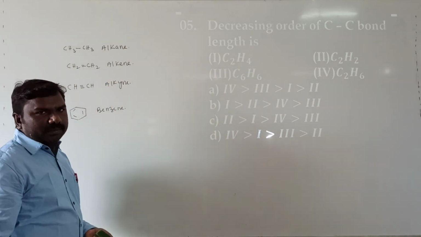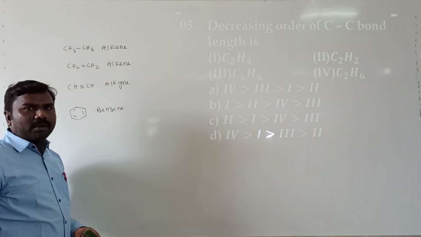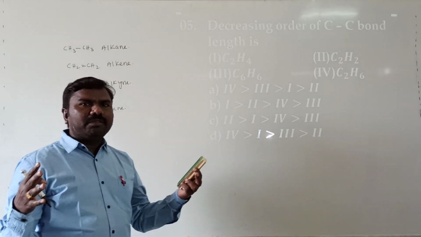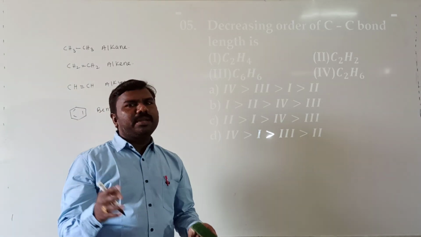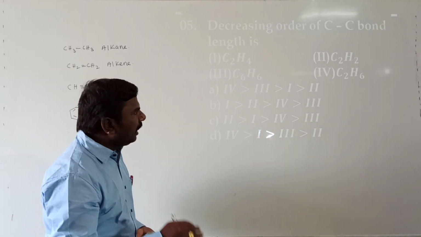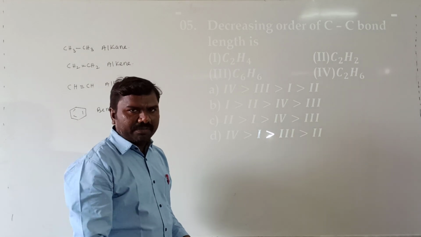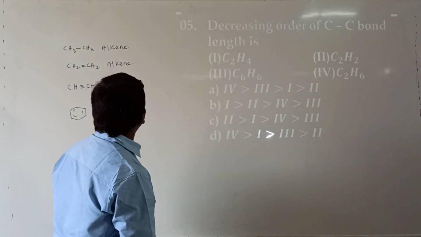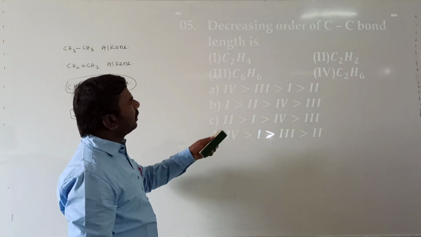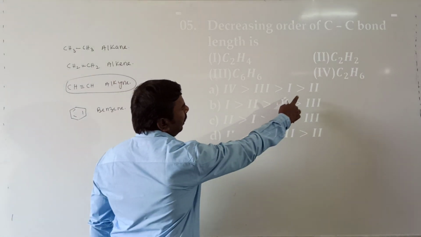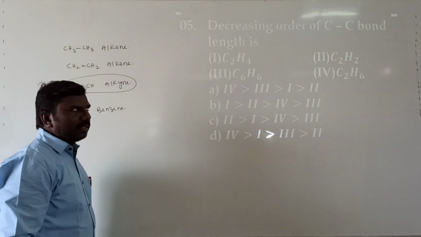Alkane, single bond. Alkene, double bond. Alkyne, triple bond. Triple bond length will be very small because with 3 bonds it attracts more, so obviously bond length will decrease. Decreasing order is required, so the alkyne must be last. Alkyne is C2H2, so 2 must be last in the options. Option A or D may be the right answer.